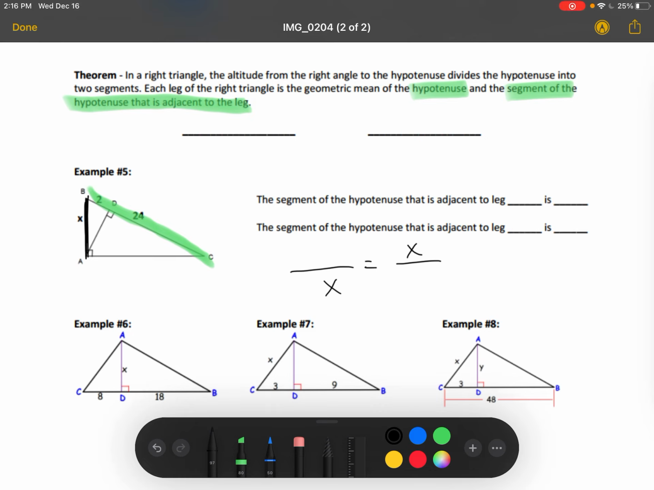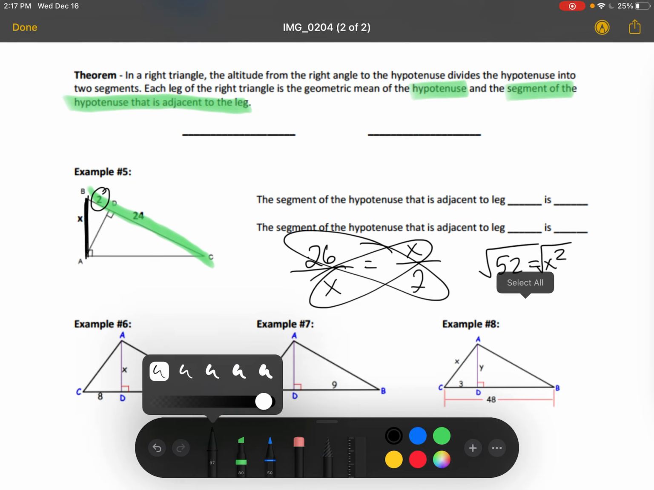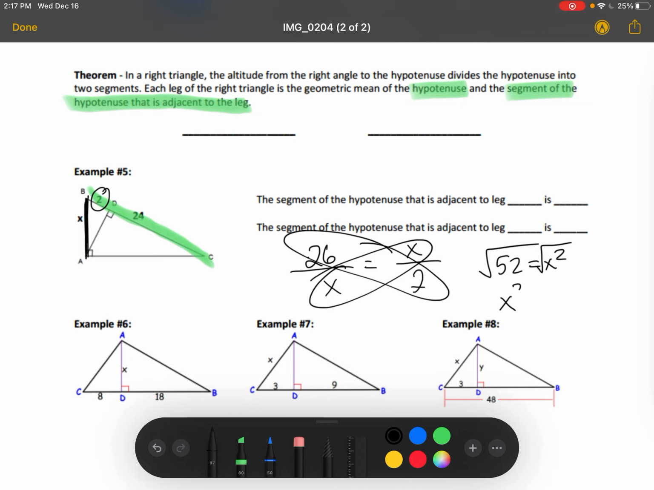So 24 plus 2, or 26. And then the segment of it that is closest to the leg, or adjacent to the leg, well, that's the segment there, that's 2. So if we're solving for x in this case, we would cross multiply and then divide. So we would get 52 equals x squared. We could take the root of both of those and get an answer of x equals the root of 52, or if we take the root of 52, we'll get 7.2. So that's how we would solve.